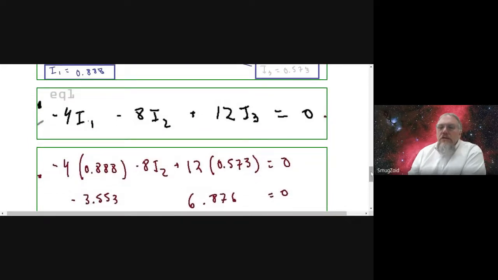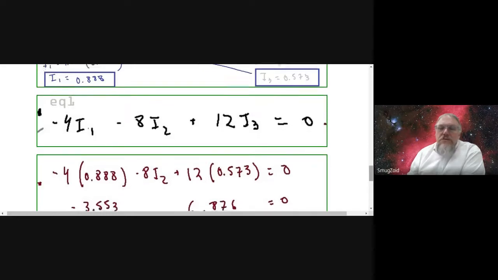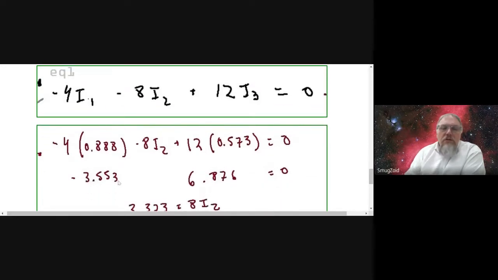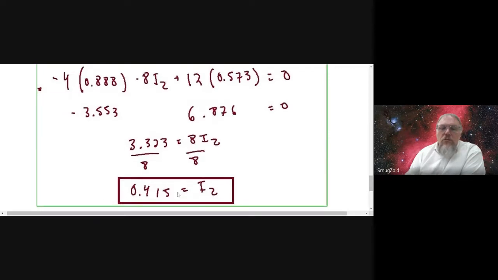So look at this, I got it both on one screen, right? I1's here, so I put it in for I1. I3 is here. I put that in for I3. We're solving. We're going to get numbers, right? Negative 3.553, and this is 6.876. This is a negative value, right? So when you get done, you're going to end up with moving it to the other side and dividing. You end up with I2 being 0.415.